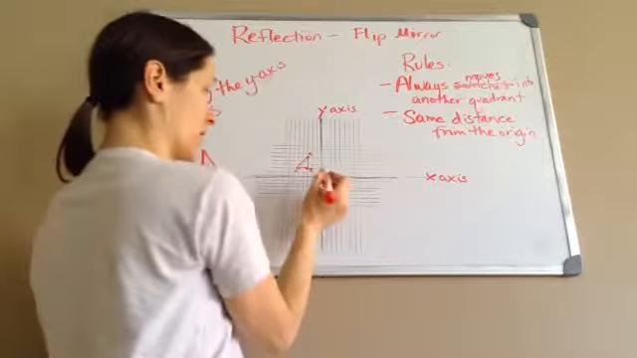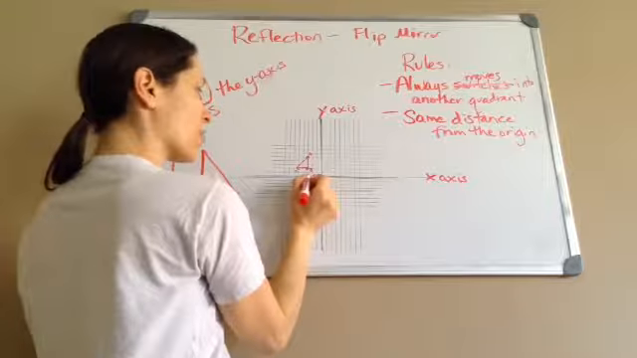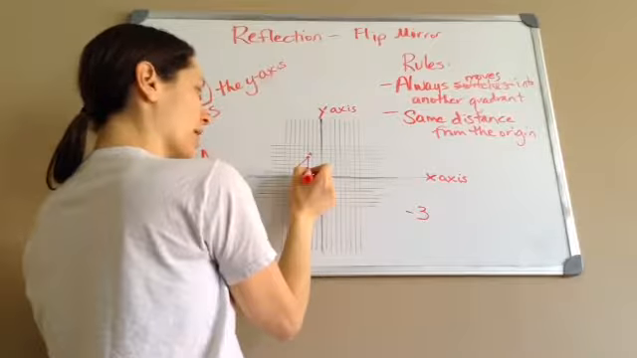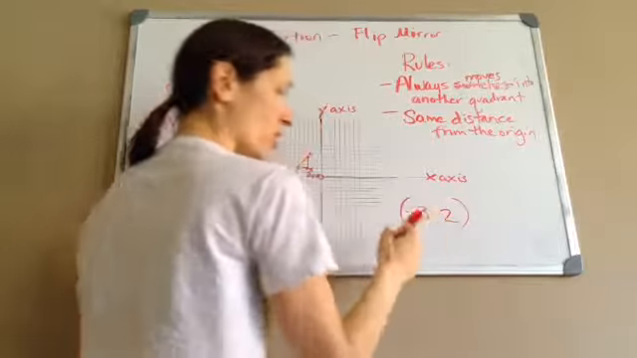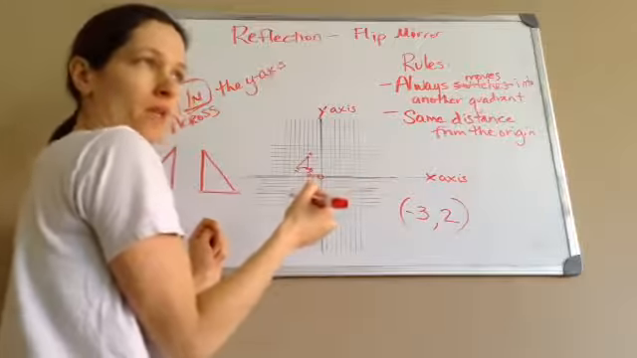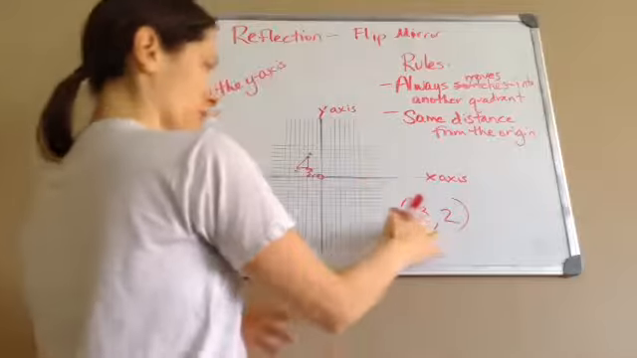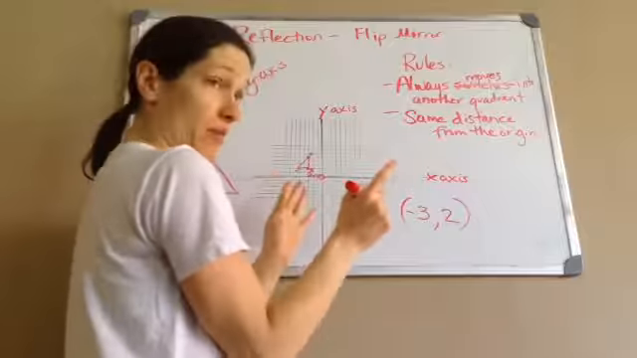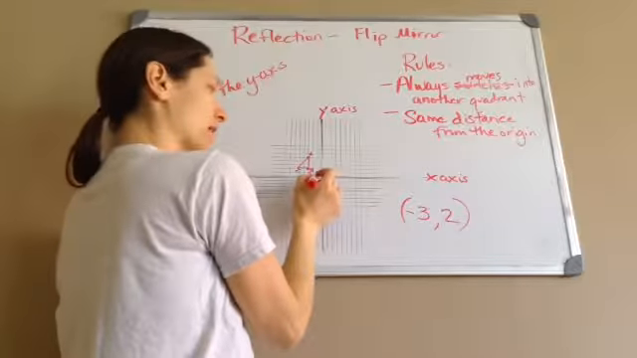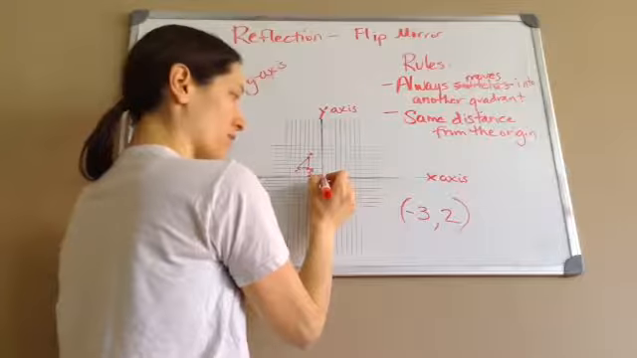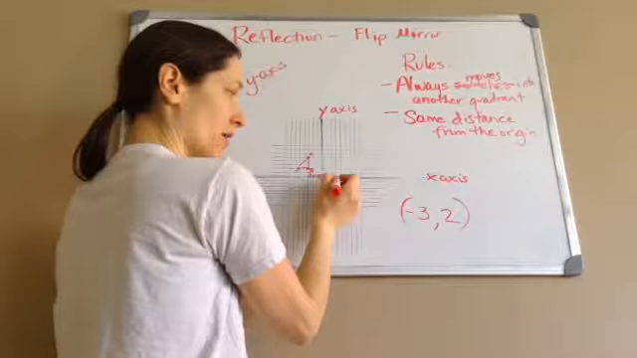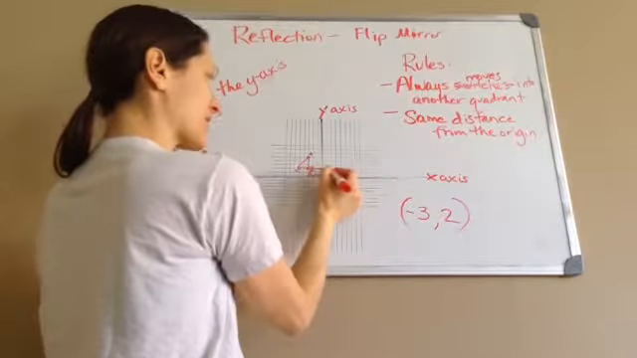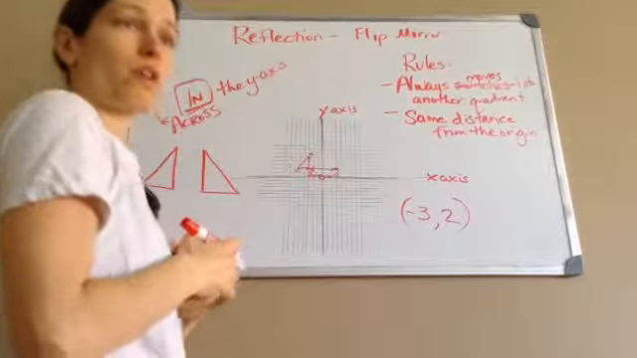What is B's point? Well, let's go: 1, 2, 3, so that's -3. And then up, 1, 2, +2. So this would be its coordinates. It's kind of like that game you play, Battleship. Instead of J2, it's -3, 2. So guess what I'm going to do here? Instead of -3, it's going to become +3: 1, 2, 3, and then up 2. Do you see how this is the same exact distance as this? That's what you want to focus on.